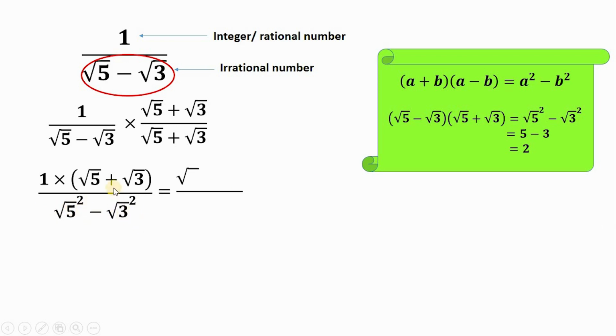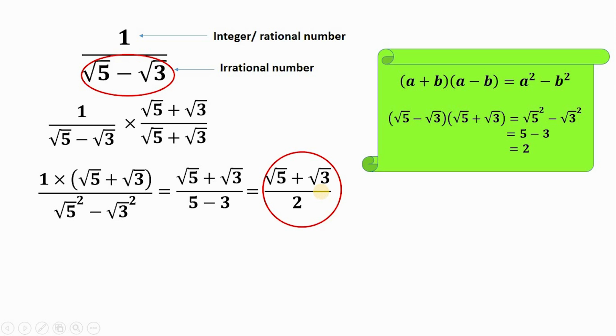And further, when you multiply a number, so you get root 5 plus root 3 divided by, and square root and square get cancelled, we get 5 minus 3. So we'll again copy the numerator, and 5 minus 3 is 2, and 2 is a rational number. Therefore, the given number, that is root 5 plus root 3 by 2, is a standard form of writing a number.